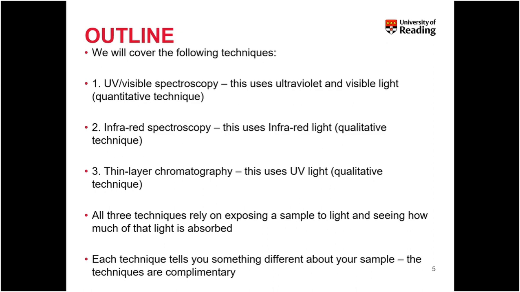Now, all three of these techniques rely on exposing a sample to light and seeing how much of that light is absorbed. So for UV visible spectroscopy and infrared spectroscopy, we will quantify how much light is absorbed. For thin layer chromatography, you will see with your eyes how much light is absorbed, and this will tell you how many different components there are within a particular sample. Now, each technique tells you something different about your sample. So all three of these techniques are complementary, and you'll see how the information from these techniques fits together, and so they can be used to help enhance each other and enhance the information that you get about a particular sample.